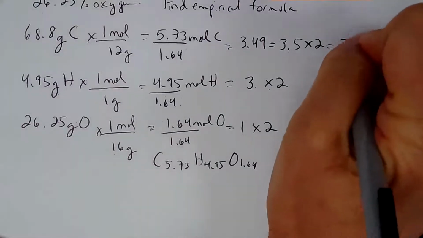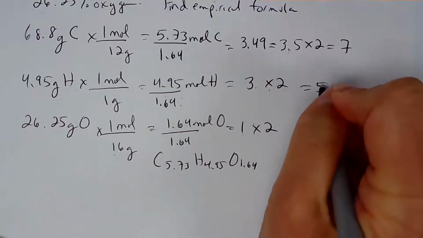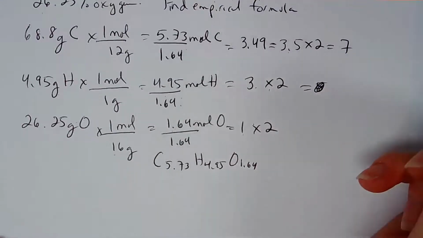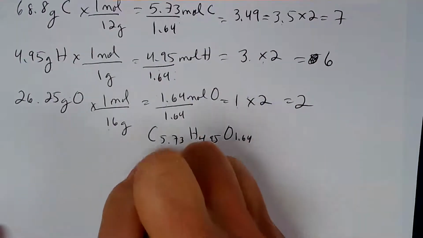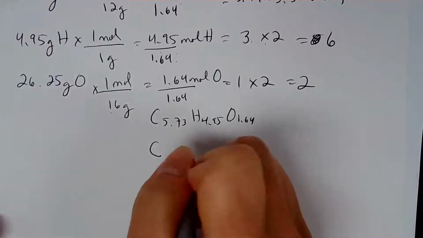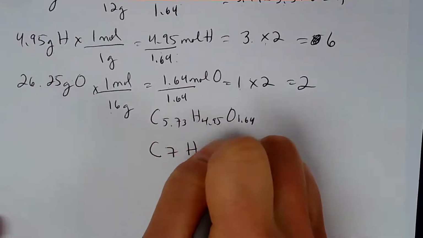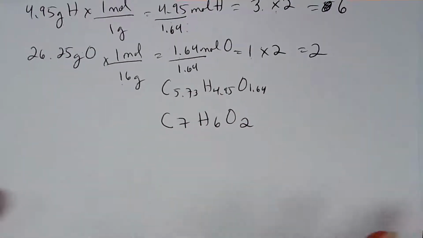So that's going to give me a 7. That's going to give me a 5. That would be adding 3 plus 2. Oops, that's a 6, and that's a 2. So my final answer is C7H6O2. That is my empirical formula for this compound. So any questions on that so far?